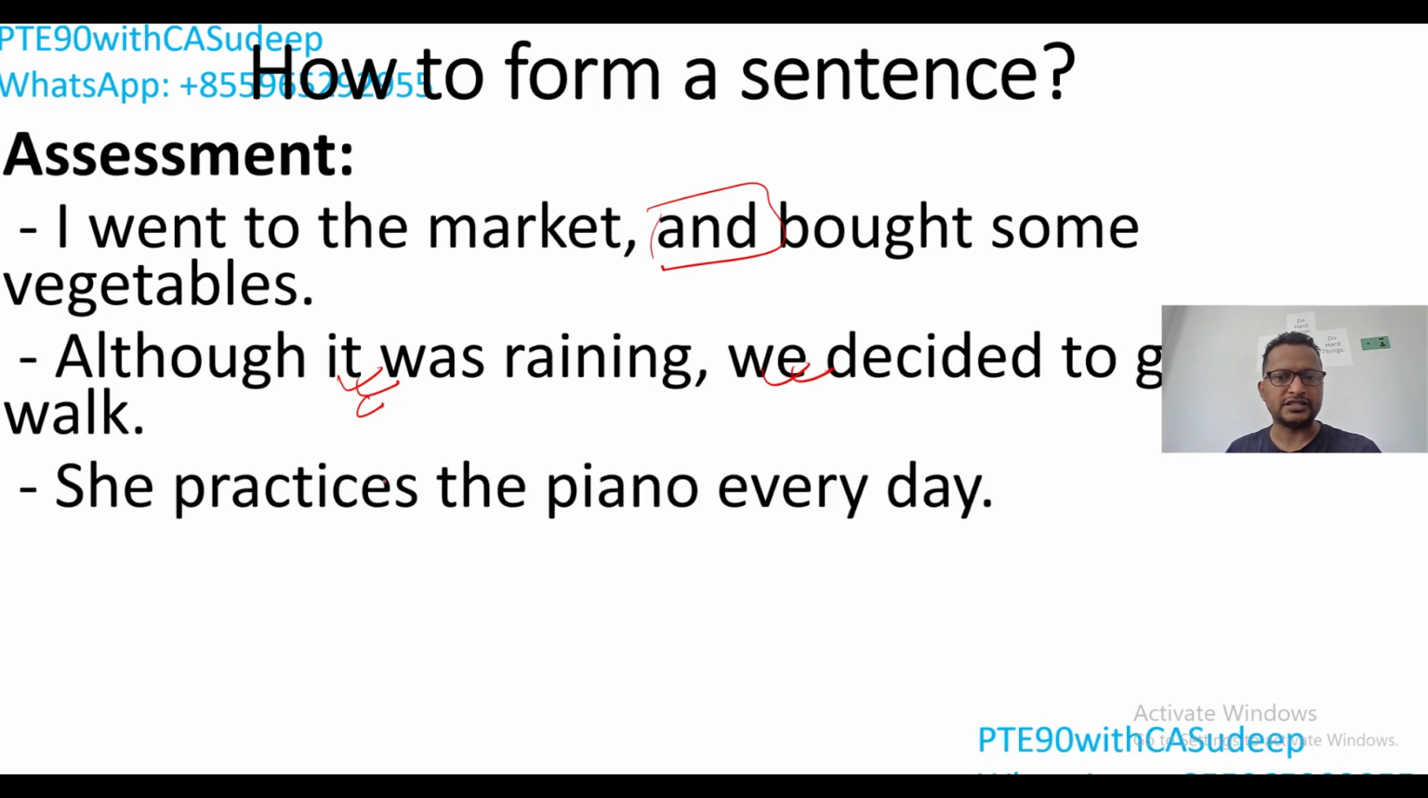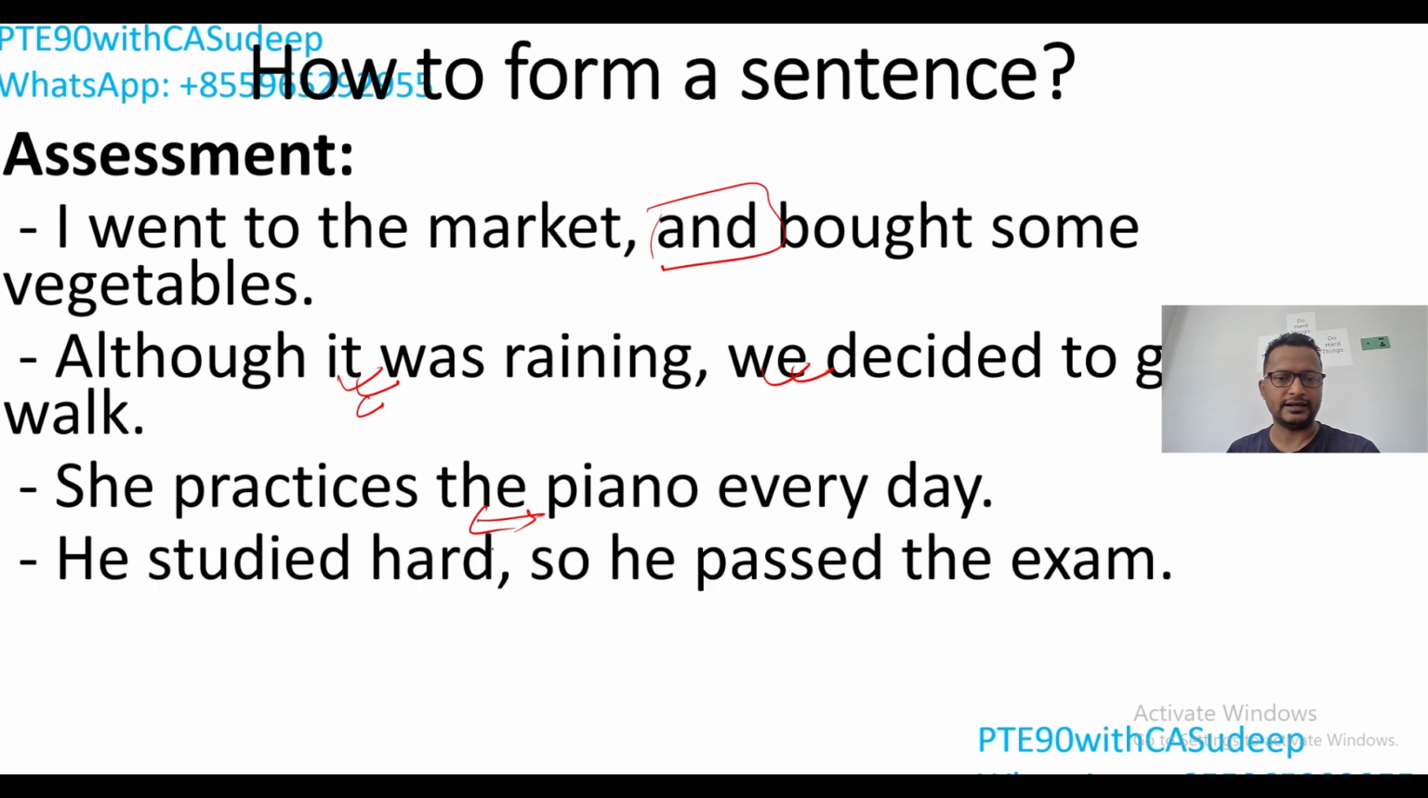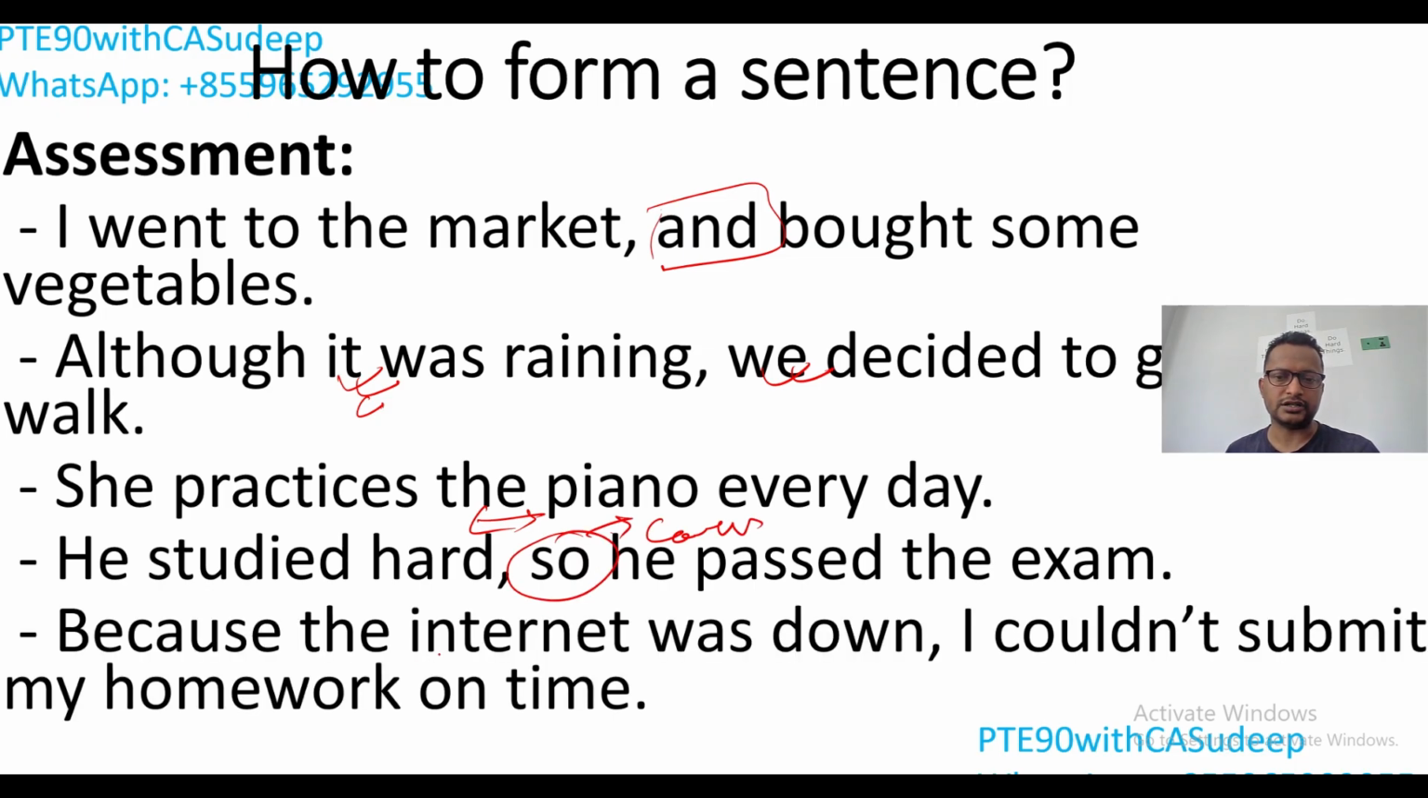And then, she practiced the piano every day. This is a simple sentence because there's only one idea, right? She studied hard, so she passed the exam. So, fanboy. This is already a compound sentence, right? So this is how you're going to learn. Okay. Although the internet was down, I couldn't submit that. See, this is a complex sentence because there's a dependent and an independent clause.